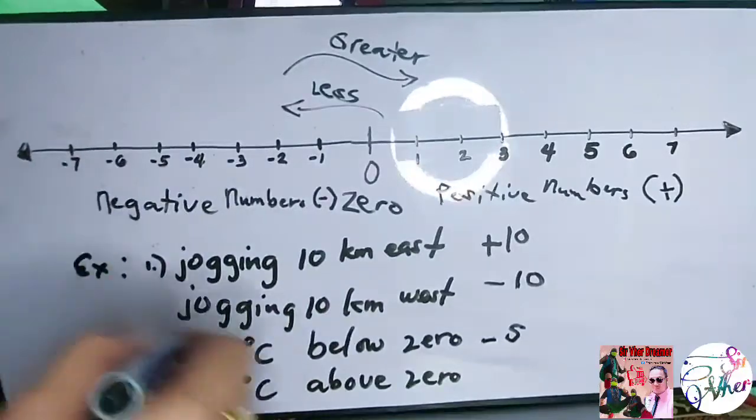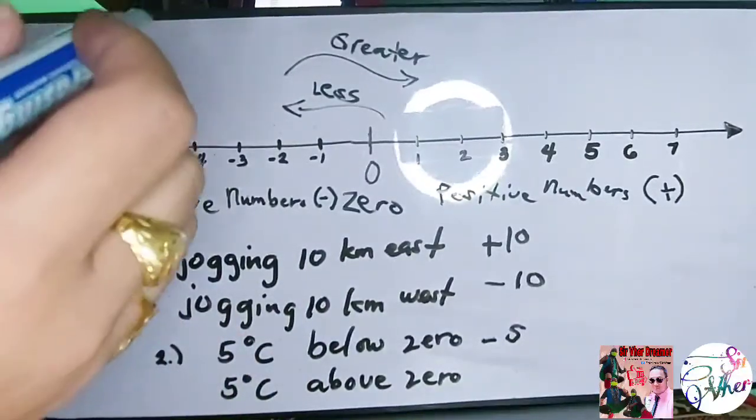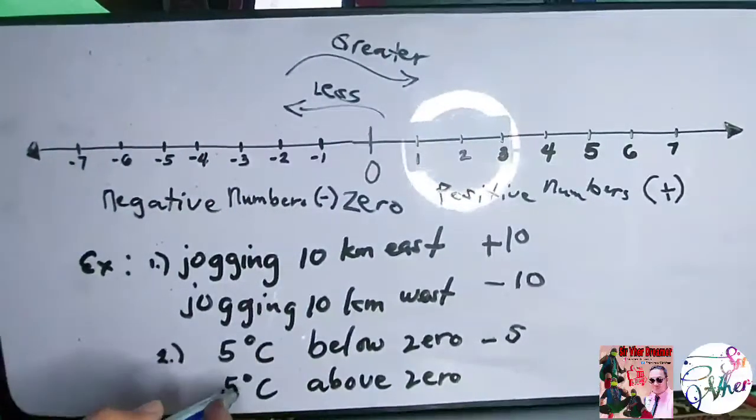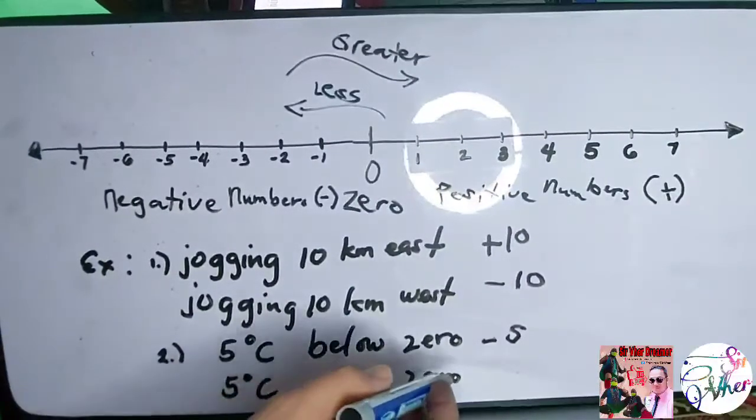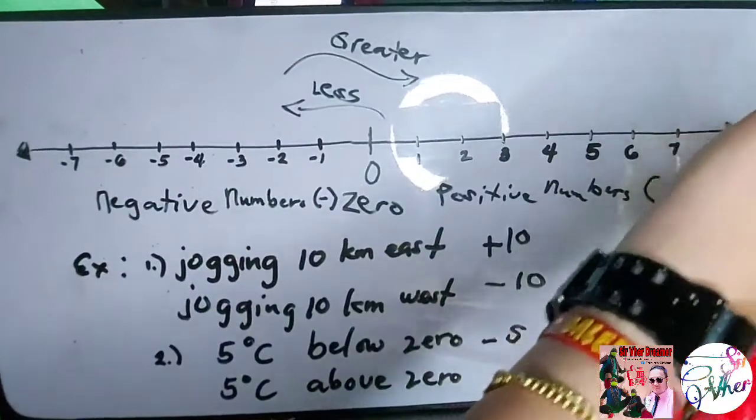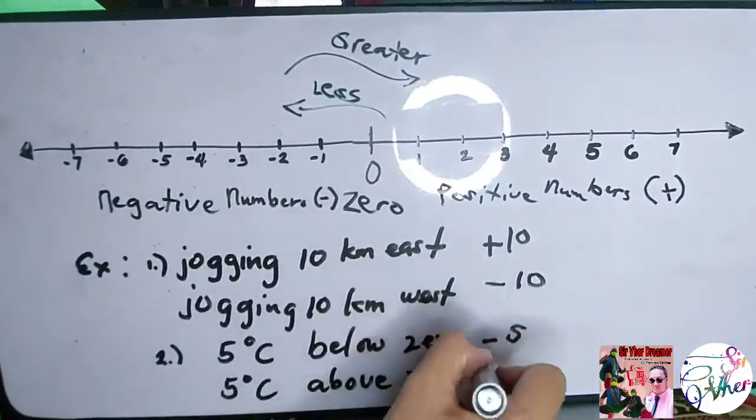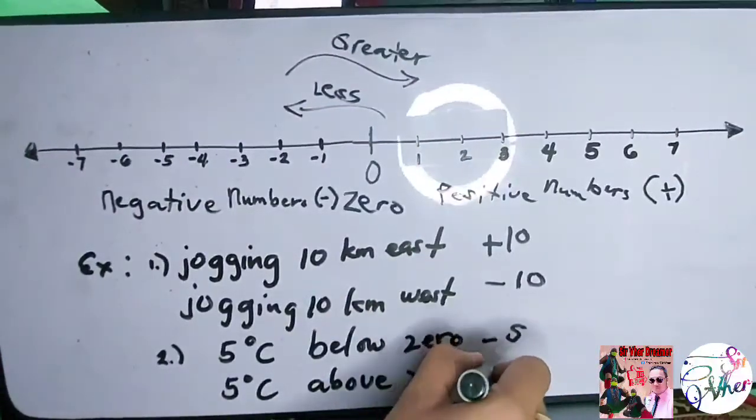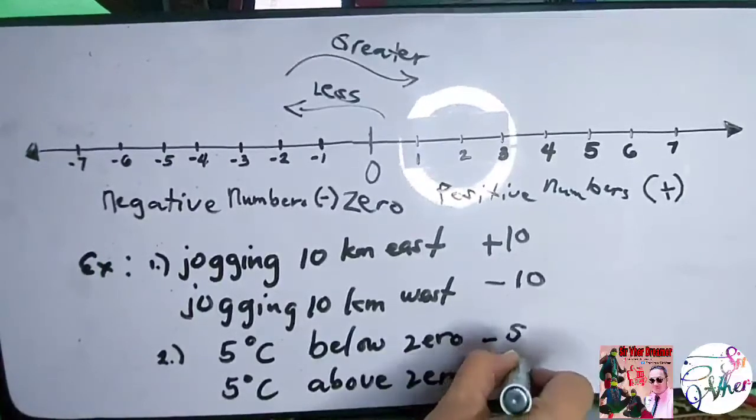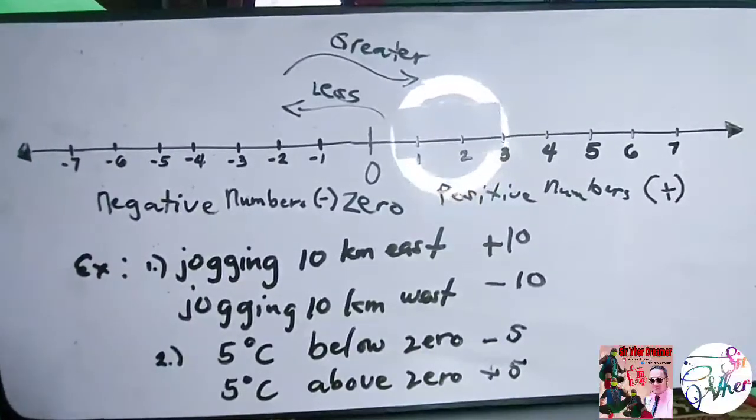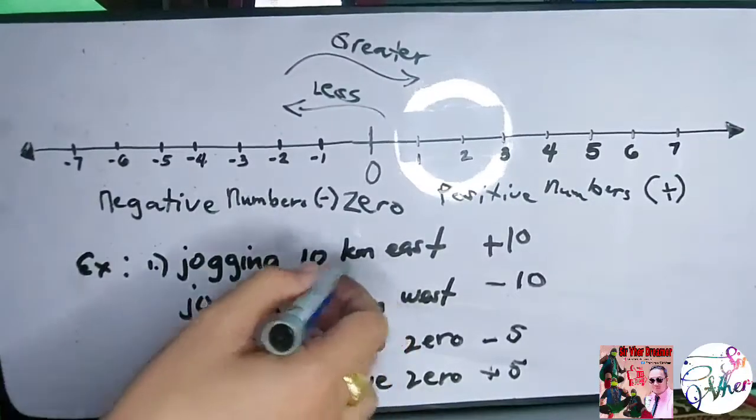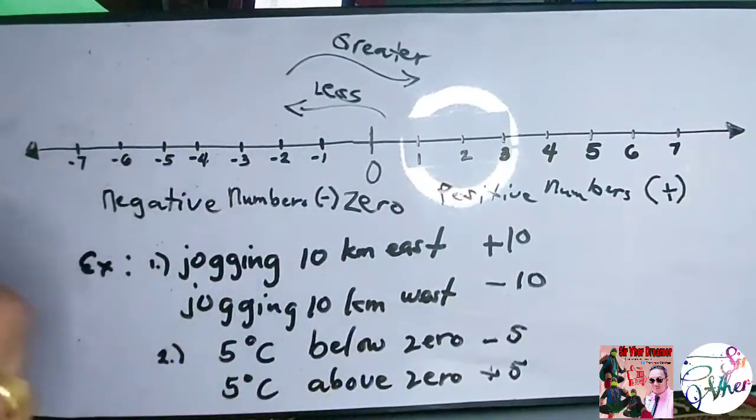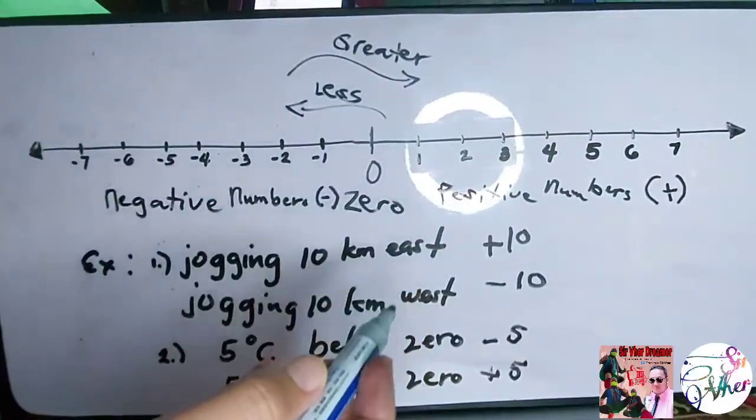Going down. Then, if you're going to get the opposite of the statement, 5 degrees Celsius above 0. So, meaning to say, on the right, above, mas mataas sa 0. So, that is positive 5. Okay, did you get it? So, that is how to write the representation of the statement and to get the opposite of the statement.